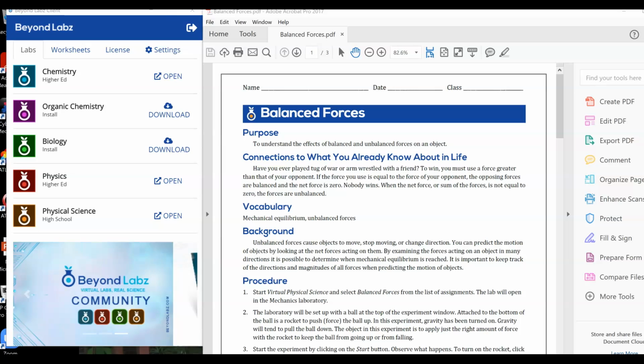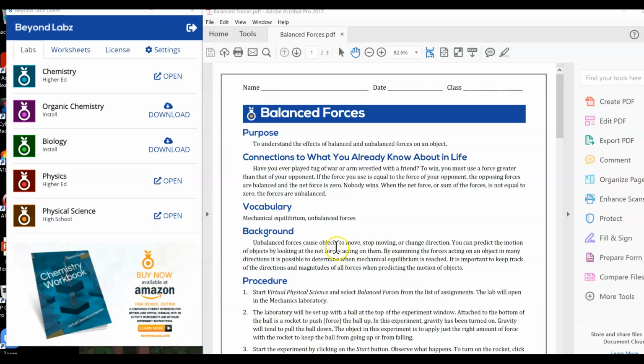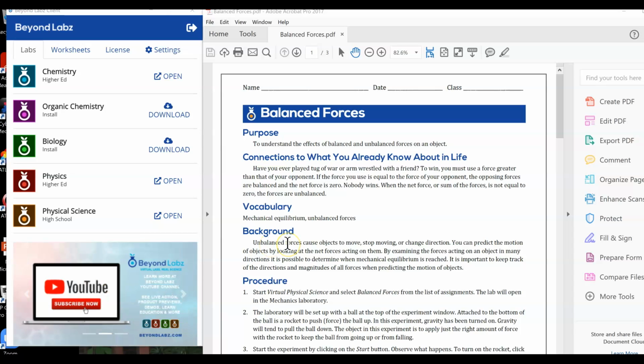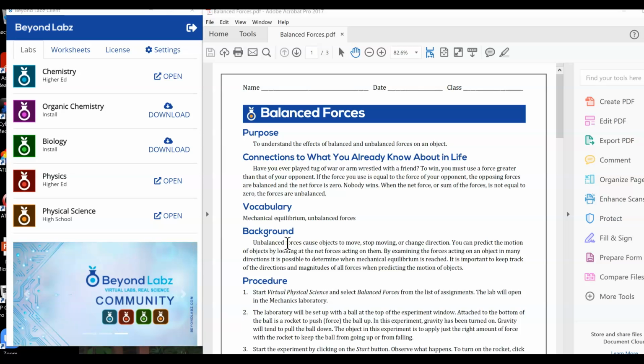And therefore, in order to make the object either move, stop moving, or change direction, it requires an external force, and that external force has to be an unbalanced force. This means that it cannot be equal to the amount of force that the object exerts. Okay?